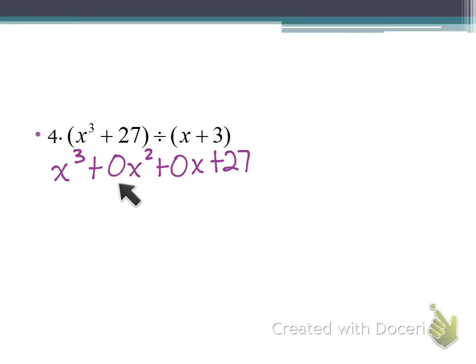Normally, we wouldn't write things that have a coefficient of 0, right? Can we see how x cubed plus 27 is the same as x cubed plus 0x squared plus 0x plus 27? Those are the same. I didn't change the problem. We're still dividing it by the x plus 3.